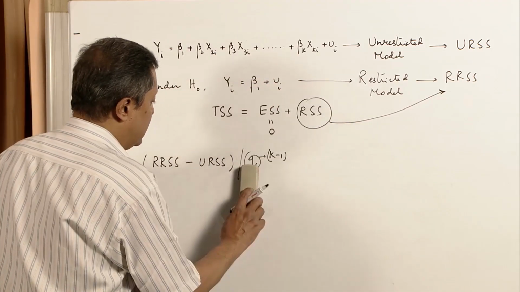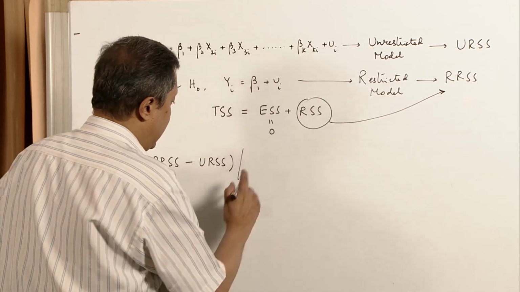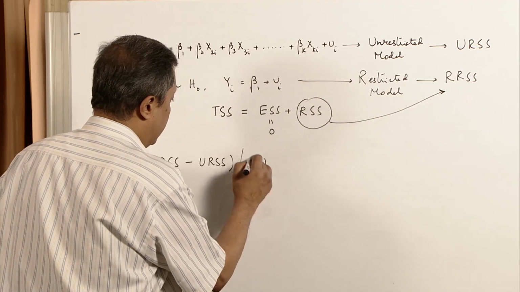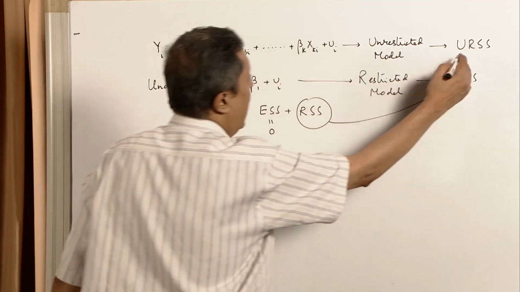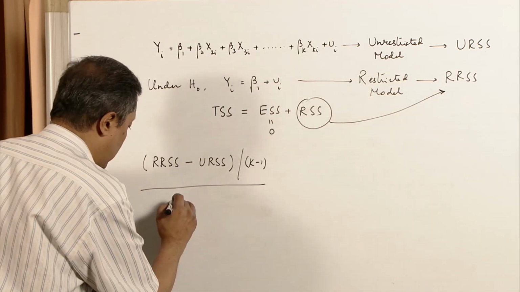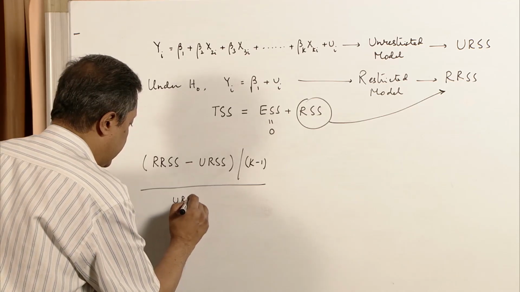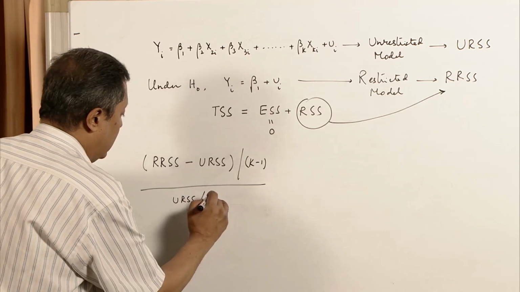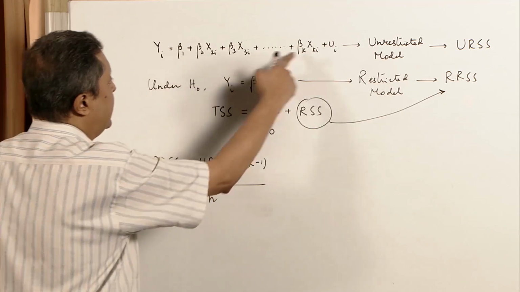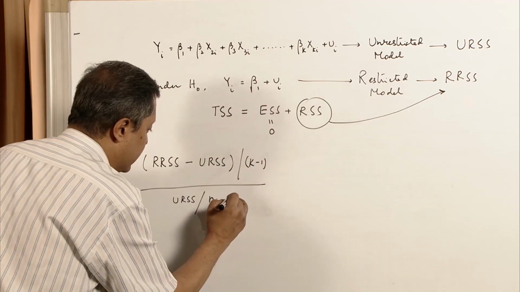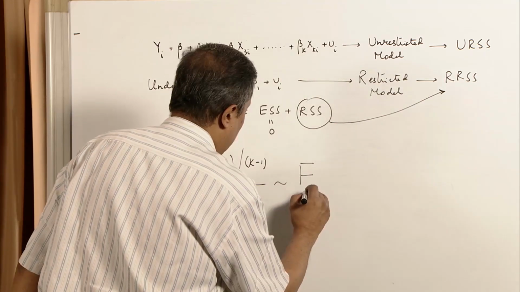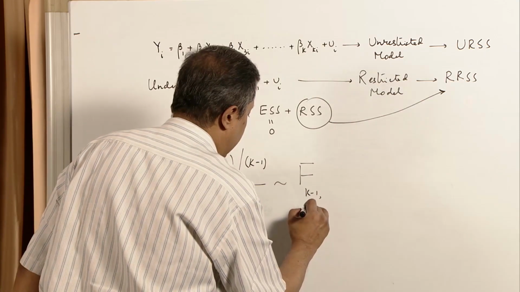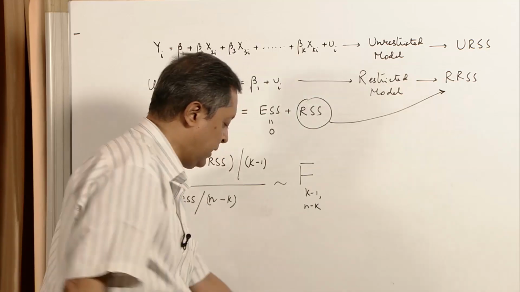So, we replace this q with k minus 1, and in the denominator we have our familiar unrestricted residual sum of squares. The model has n observations and k variables, which means n minus k. So, that will follow an F distribution with k minus 1 and n minus k degrees of freedom.